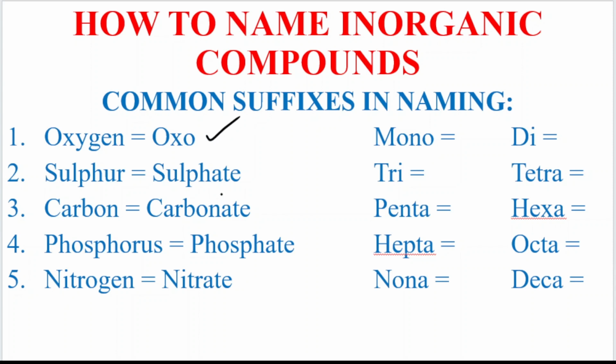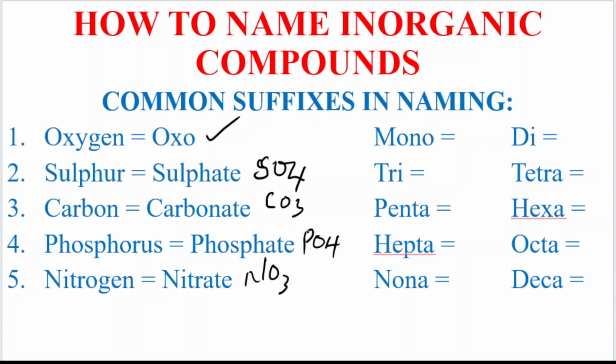When you see sulfur, you hear something like sulfate, when you see SO4, sulfate. Then when you see carbon, it will be written as carbonate, that is CO₃. When you see phosphorus, it is written as phosphate, as in PO4. Nitrogen is written as nitrate, which is NO3.